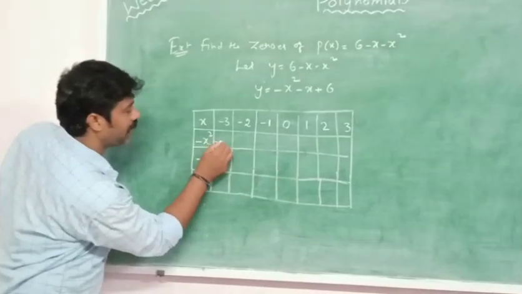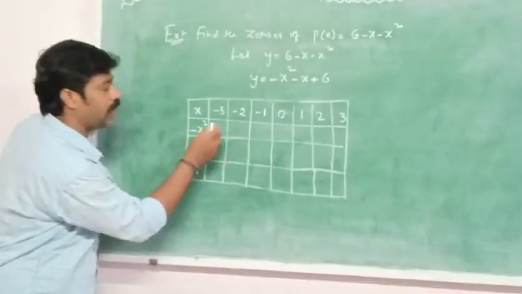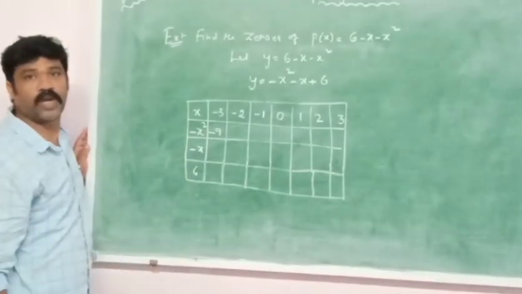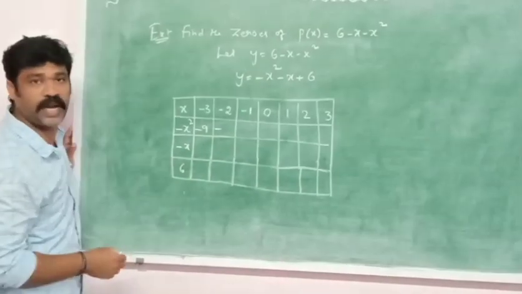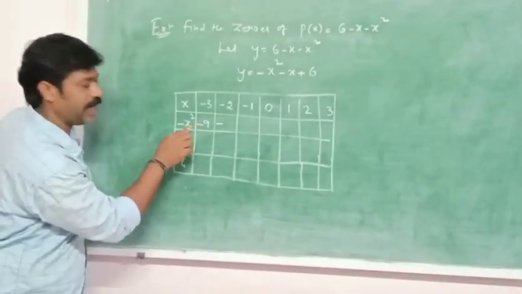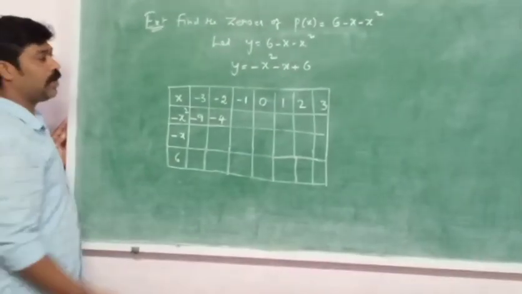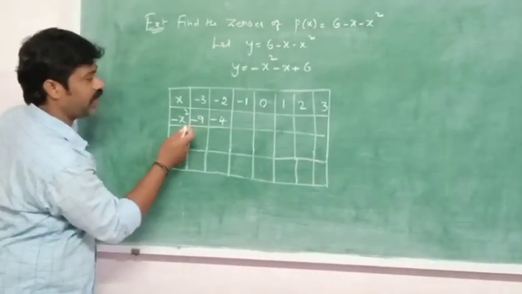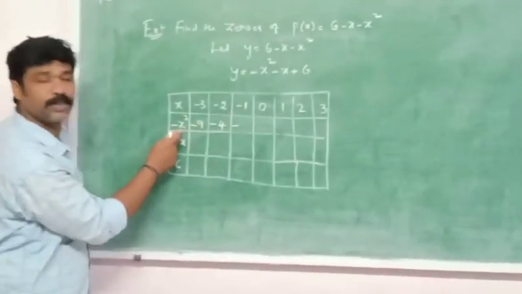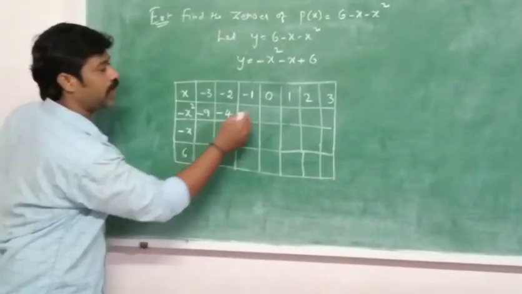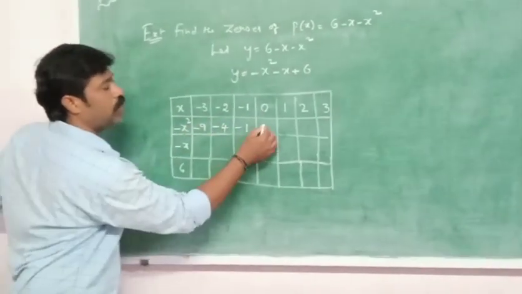If you substitute x is equal to minus 3, here minus is there, so first we take minus, and in place of x we write minus 3. Minus 3 whole square is 9, so we will get minus 9. Similarly, with minus 2, whole square becomes 4, so minus 4. With minus 1, whole square is 1, so minus 1. Then if you substitute 0, we will get 0.